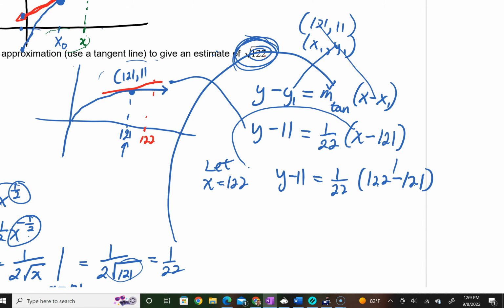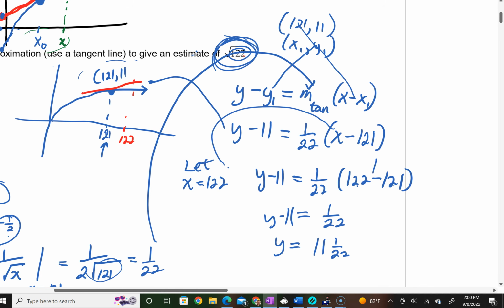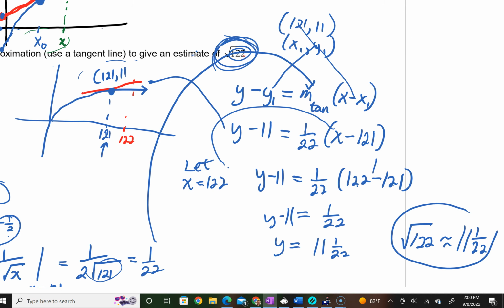122 minus 121, well, that's just a 1. So I'm going to get 1 over 22 times 1. It's just that. And then I'm going to add an 11. And you'll get 11 and 1 over 22. So we could say, what is the square root of 122? The square root of 122 is about 11 and 1 over 22.